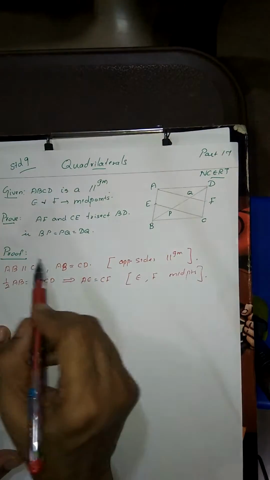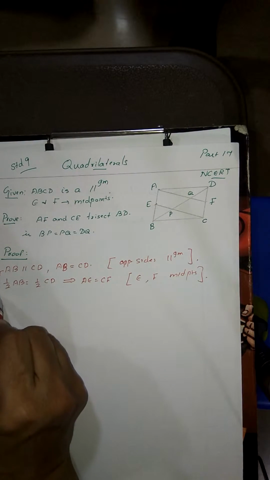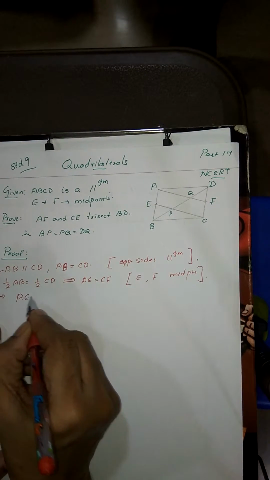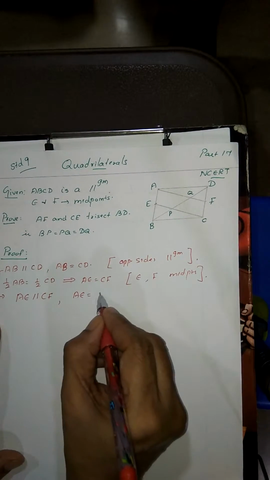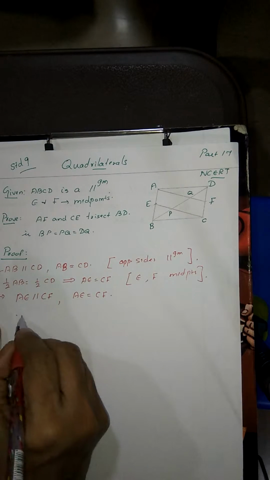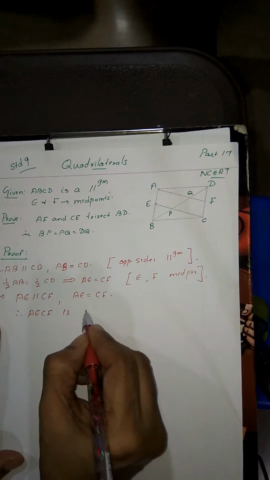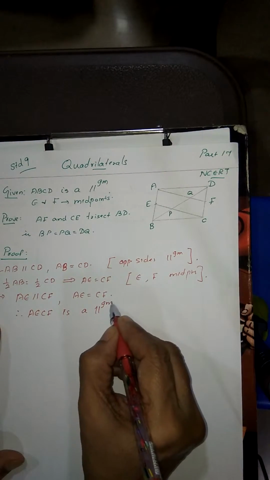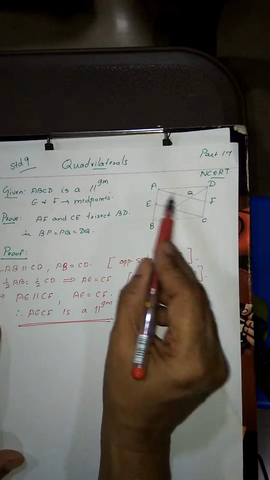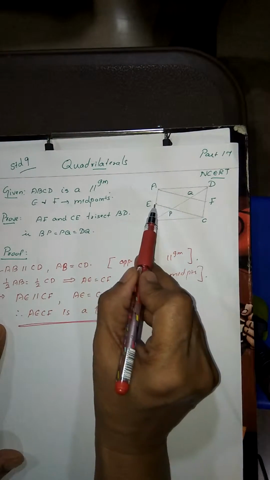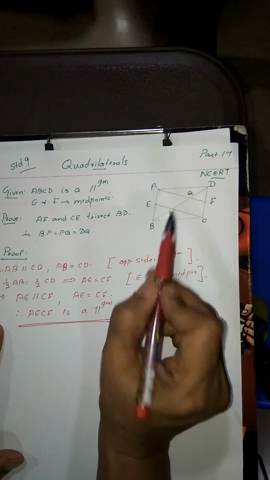So we have AB is parallel to CD means from this you will also get AE is parallel to CF and AE is equal to CF. Therefore, AECF is a parallelogram. So this is the first step that we have to do here. So we have proved this is a parallelogram. That means EP is parallel to AQ.